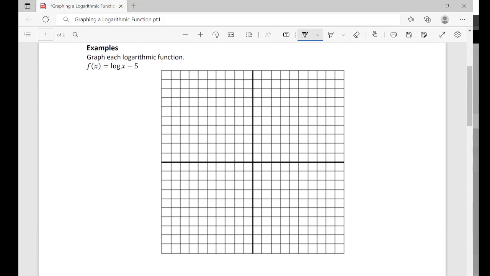So the first one we have, f of x equals log x minus 5, and we're going to graph this. But first things first, I want to know the domain so I can get its vertical asymptote. The argument is just x, so the domain is x is greater than 0. That's all we do. We just take the argument and set it greater than 0, which means by default its vertical asymptote is going to be x equals 0.